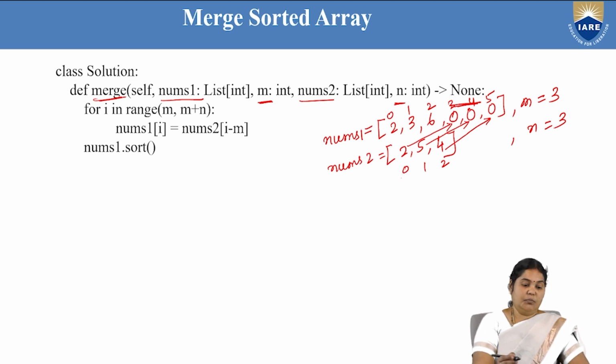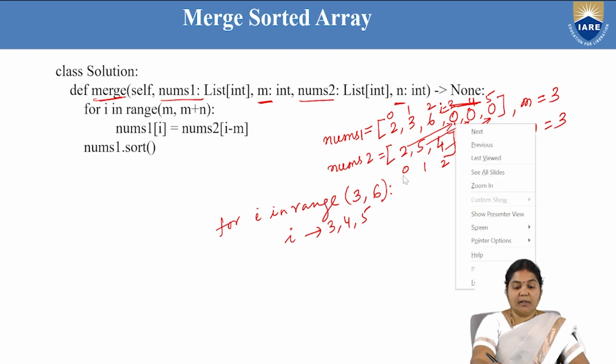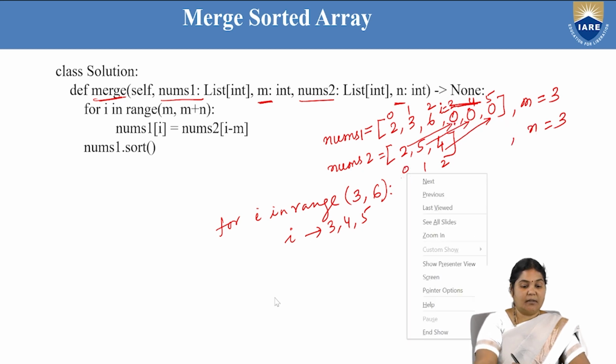How to do it? We have written a for loop: for i in the range of m to m plus n. m means how much? m means 3. m plus n means 3 plus 3, 6. That means i will take the values 3, 4, 5. So we want that only. So our i will be at the third position. In the third position, which element do we have to store? We have to store nums2 of the 0th index. So that we have written here.